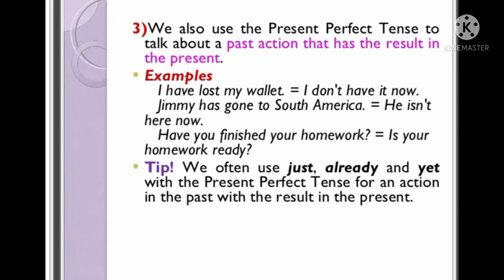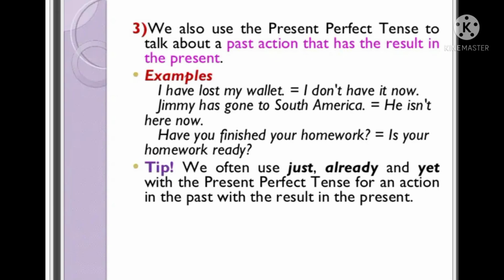We also use the present perfect tense to talk about a past action that has a result in the present. For example, I have lost my wallet. That means I don't have it now. It has its result even at the present. Jimmy has gone to South America. That means now also he is there, he is not here. Have you finished your homework? It means either it's already finished, or still not finished.